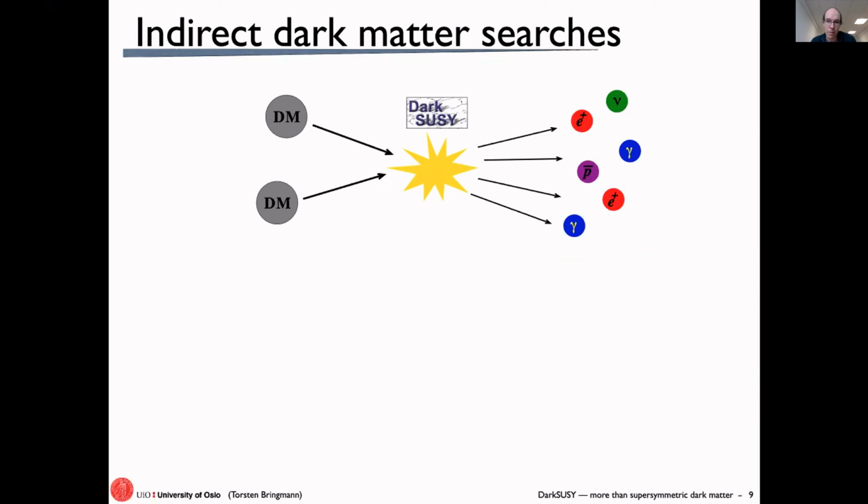This is something that Michele already talked about earlier today, and I'm very grateful for the nice overview, because there are a lot of things that I don't have to repeat now. The idea is that you look for places in the halo or in the cosmos where the dark matter densities are high, because then the rates for dark matter annihilation into some standard model particles would be high. You would try to spot these particles in cosmic ray spectra or gamma ray spectra of various kinds. And DarkSUSY has routines to provide rates for all these final states.